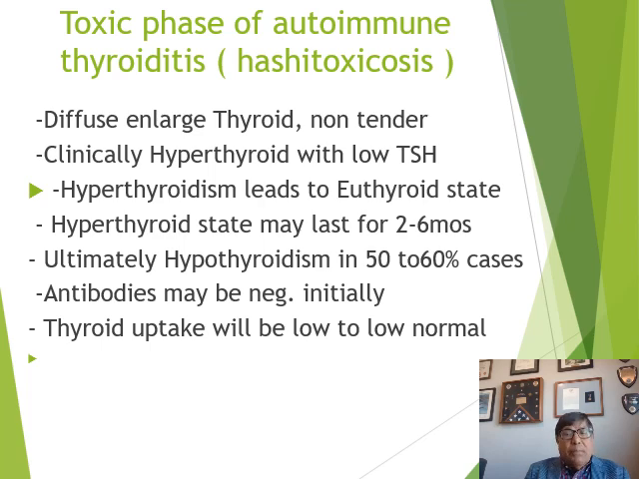And in some cases, in the beginning, antibody may be negative, but if you continue to follow them serially, the antibody will become positive. And thyroid uptake is another way of determining whether we are dealing with Graves' disease or Hashitoxicosis. Thyroid uptake will be low to low normal. As you know, in Graves' disease, thyroid uptake is high.